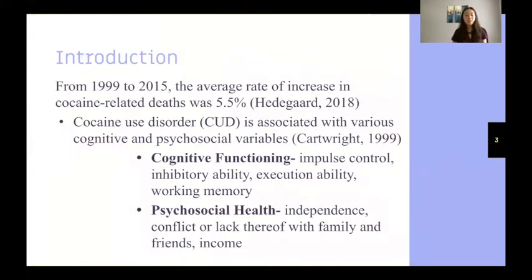Alrighty, so obviously my project is about cocaine use, which has been a huge problem in the state of Kentucky and in the US as a whole for decades now. In fact, as you can see on my screen, from 1999 to 2015, the average rate of increase in cocaine-related deaths was 5.5%. Cocaine use disorder is associated with various cognitive and psychosocial variables. So what this means is that various psychosocial and cognitive differences can be observed as someone is using cocaine, especially to a severe degree. So what are these two things?